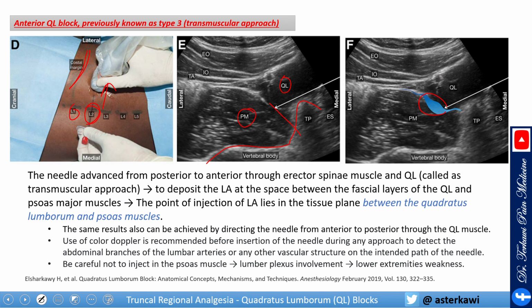local anesthetic spreading here. A couple of important notes here. It's recommended that you check for vessels by doing a color Doppler. And another important thing, you really want to make sure that the tip of your needle is not in the psoas muscle, and you are not injecting in the psoas muscle, because you may get lumbar plexus involvement and eventually lower extremity weakness. Also, the farther down you go, the more you increase the risk of involving the lumbar plexus.